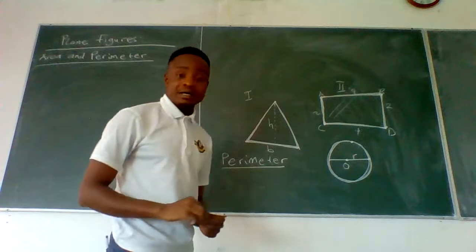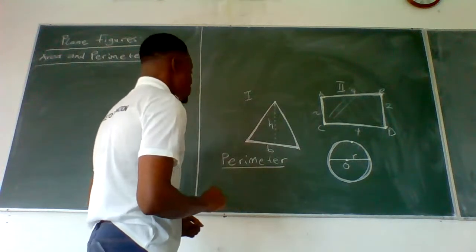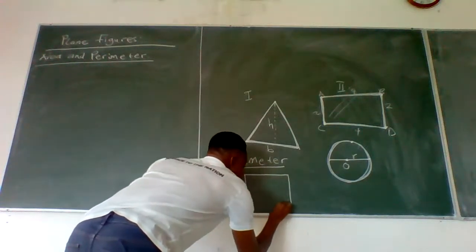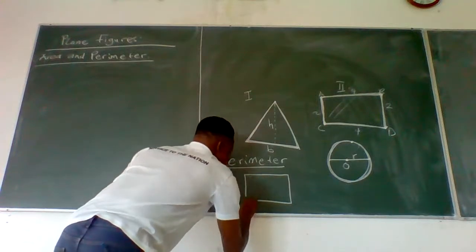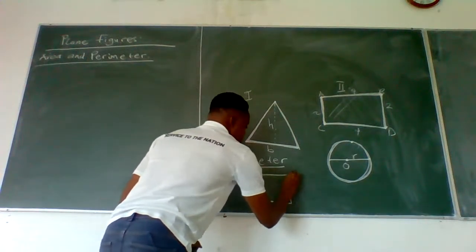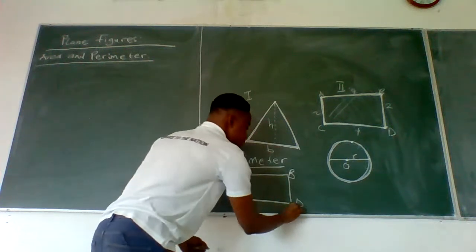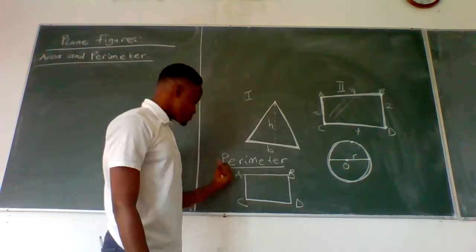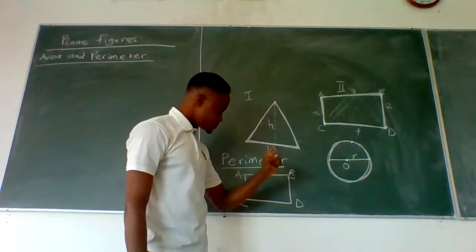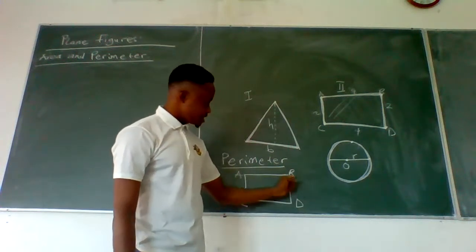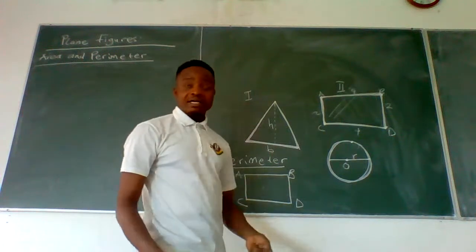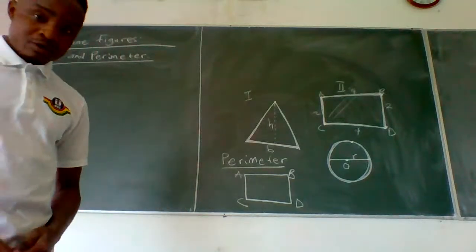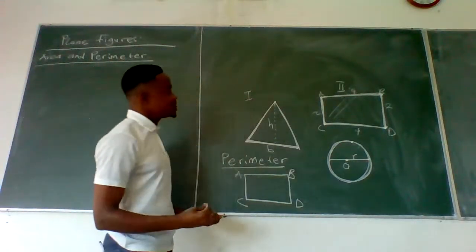Then we have this special rectangle called square. So square is a special rectangle with equal sides. So when you have A, B, C, and D, this is a special rectangle because all the sides are equal. AB is equal to AC, and then CD is equal to AD. This is not drawn to scale, though, but a square is a special rectangle with equal length or size.